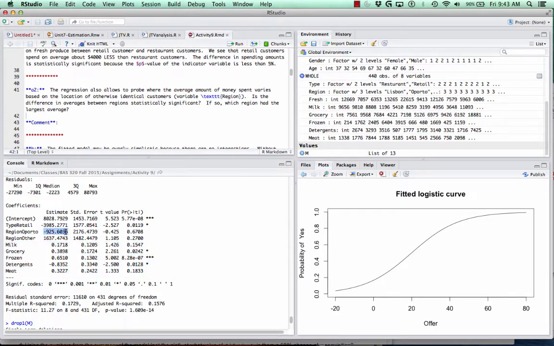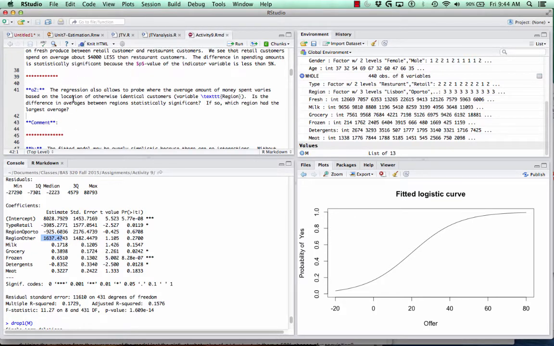The coefficient of the indicator variable region Oporto is telling us the difference in the expected expenditure between customers living in Oporto and customers living in the reference level, the one that comes first alphabetically, which is Lisbon in this case. So it looks like among otherwise identical customers, Oporto customers are spending about $900 less than Lisbon customers, and customers living in a different region of Portugal are spending about $1,600 more than Lisbon customers here.